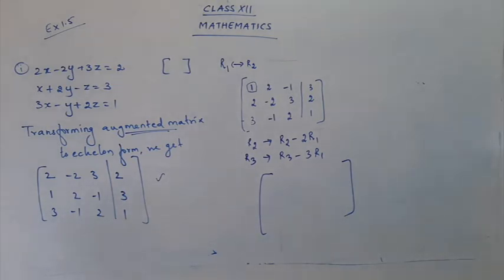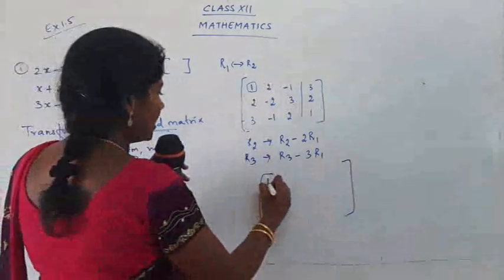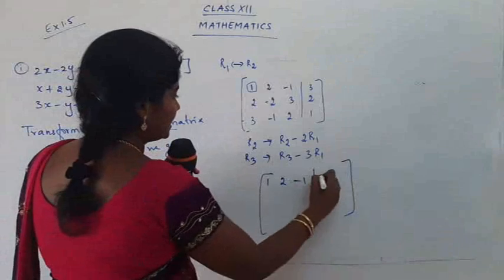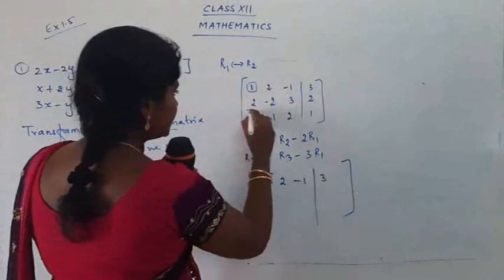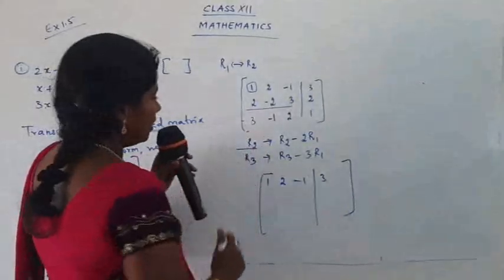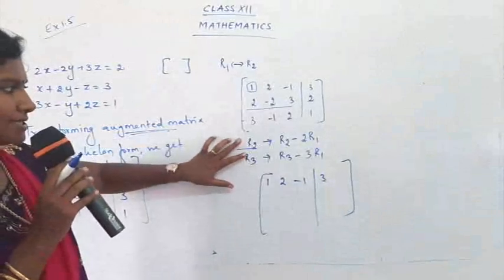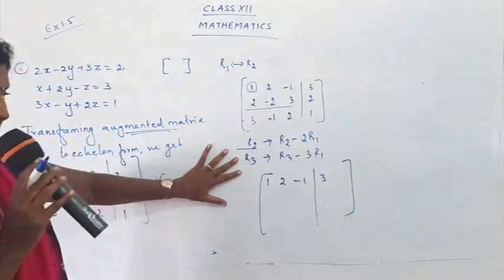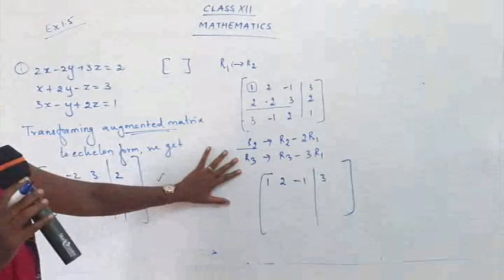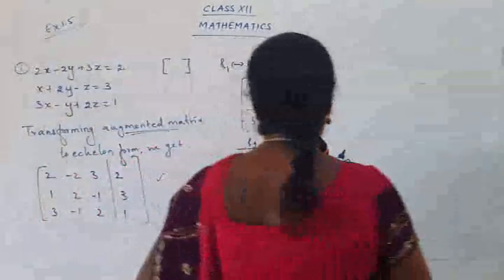Okay, so apply. For the first row, there will be no change because we are just going to change the second row and the third row. So just keep the first row as it is: 1, 2, minus 1, 3 over here. We are going to change this part. Apply the change for R2. Separate, don't mingle R2 and R3. For R2 there is a separate conversion and for R3 there is a separate conversion. So follow for both the rows separately. For R2, I'll show the working over here, okay?